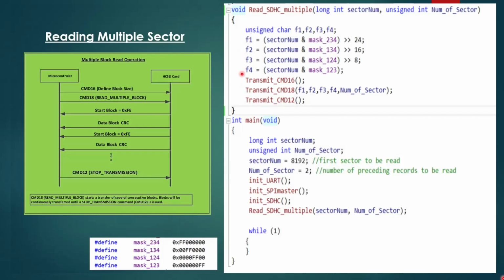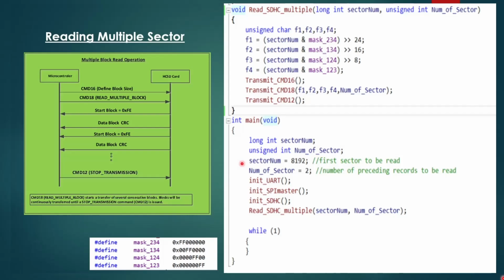Once we do our parsing, next we transmit command 16, which defines the size of the block that is going to be transferred, followed by command 18, which is the one that actually does the data transfer. Command 18 needs the sector where to start and the number of sectors to follow. And finally, we send command 12. Command 12 is the one that stops the transmission. So let's look at the main program.